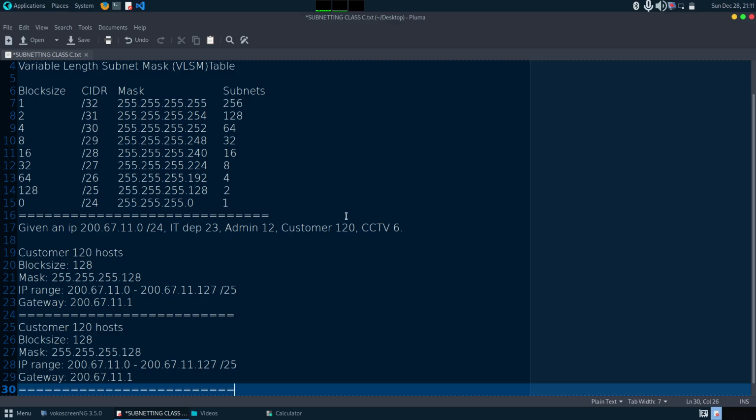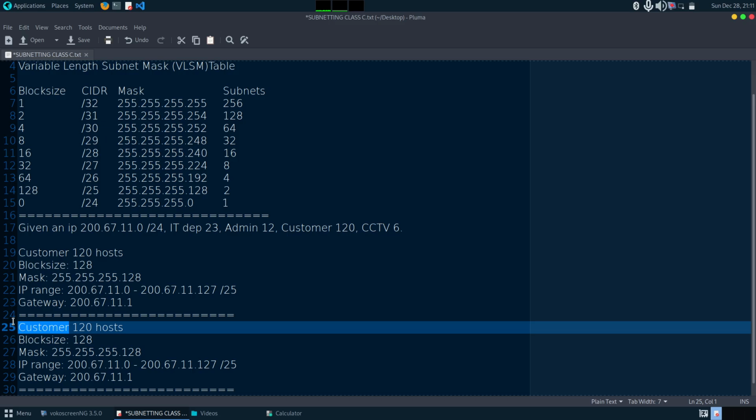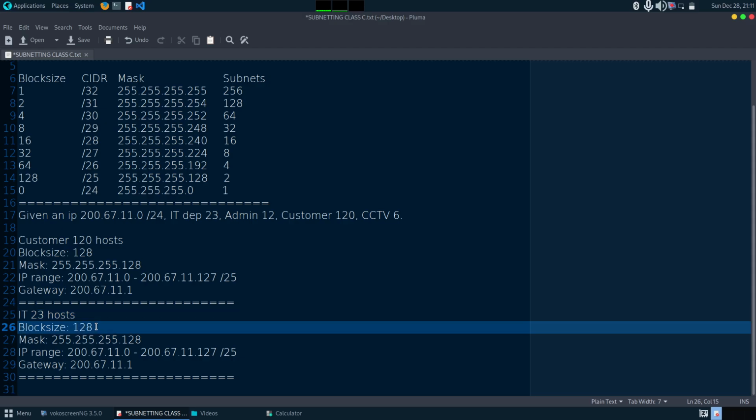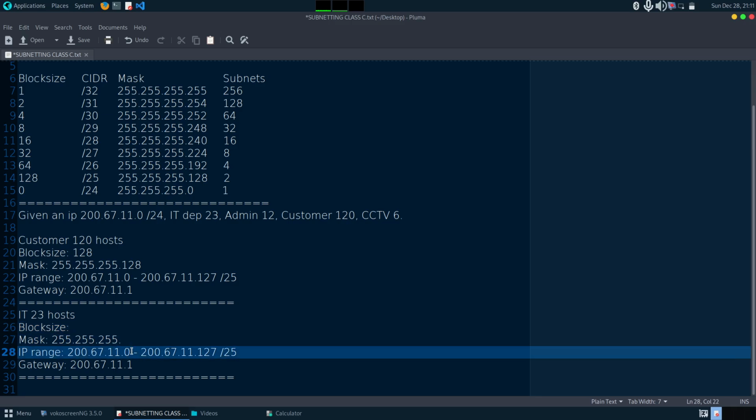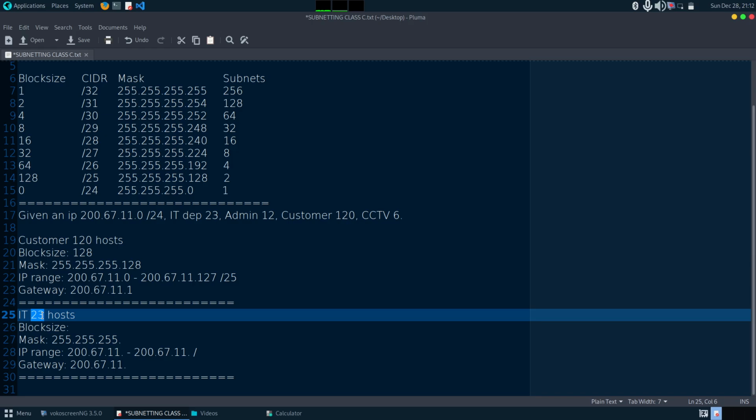So, looking at this information, which other department has a lot of hosts? This one, the IT department. So here we say IT. It has 23 hosts. Okay. Let me erase this, erase this, erase this. Okay, so in which block size can 23 go and leave a remainder?